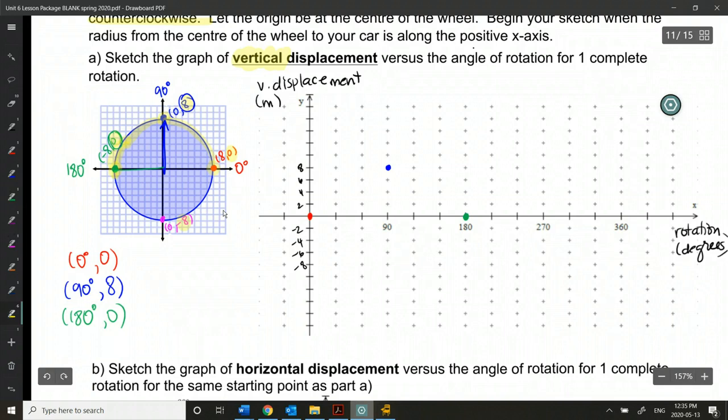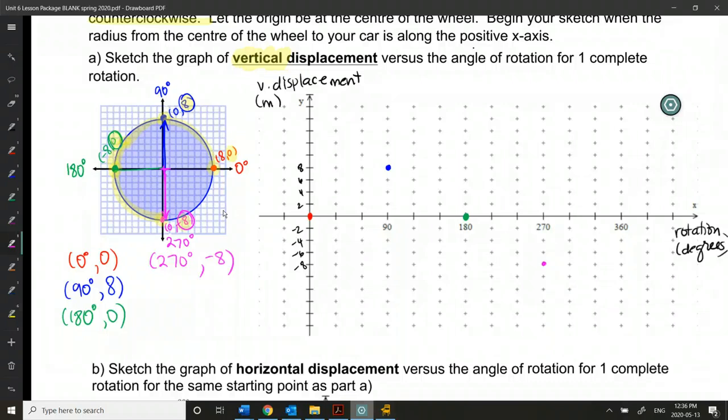Okay, and then we'll rotate to the next position, which will be this guy. And I've now rotated 270 degrees from my initial starting position. So at 270 degrees, what is my vertical displacement? Am I below the center? Am I above it? Or am I equal to it? Well, this is the center right here. I can see I'm actually 8 units below the center. I'm actually at -8 meters below the center. So we'll mark a point at 270, -8.